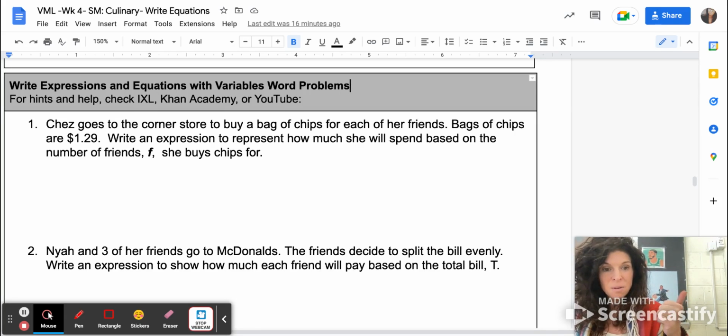We're going to think about what is this about, so we can picture it in our heads, what's happening. We're going to think about what is it asking. So we're thinking about what are we trying to find out? What do we not know? And then we're trying to figure out what is the important information.